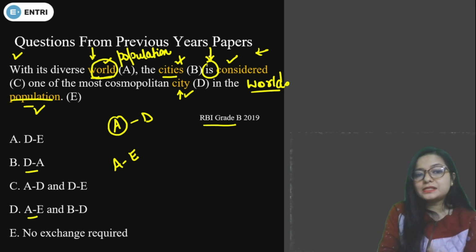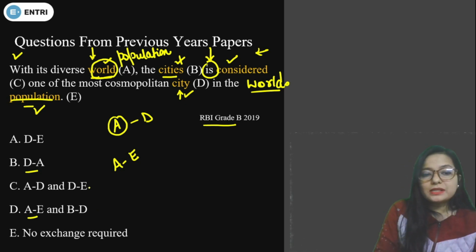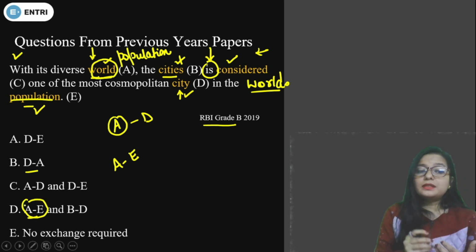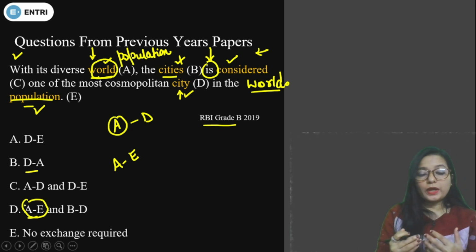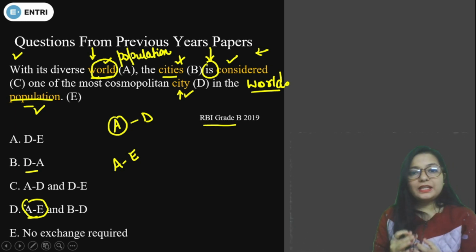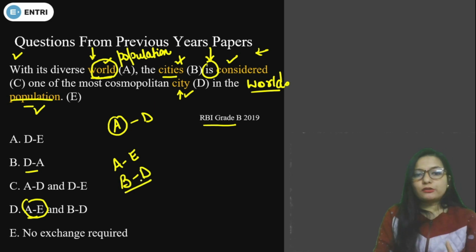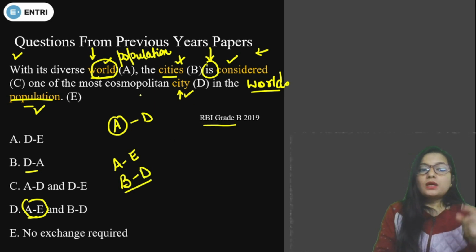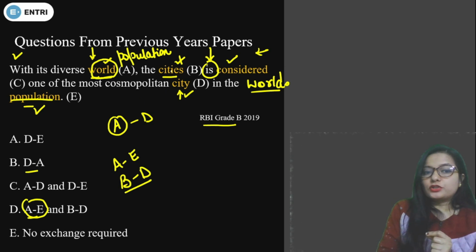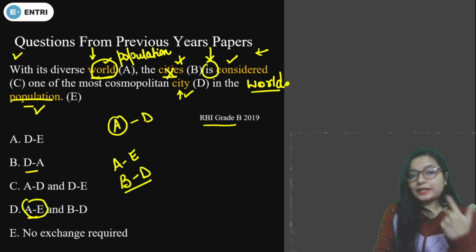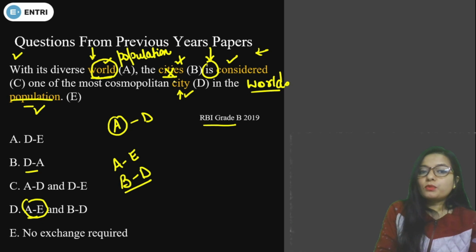We need something singular. So as you can see here, if you make the pair with A and E, then when you use A and E, you have to have another pair, which is B and D. Let's try to swap both of them. With its diverse population, the city is considered, that is fine, one of the most cosmopolitan cities.